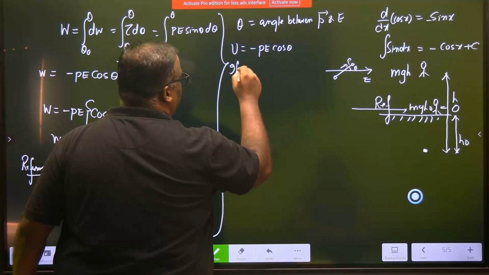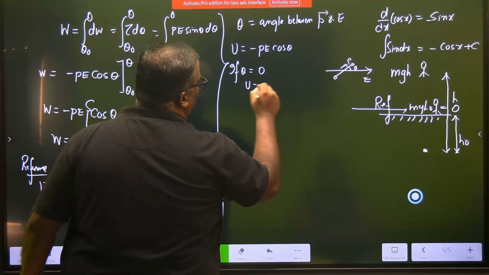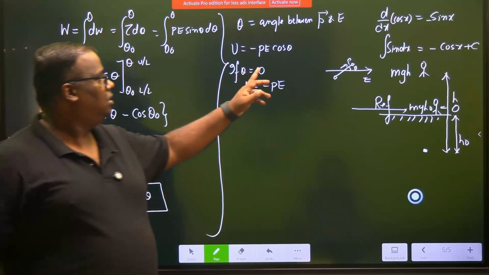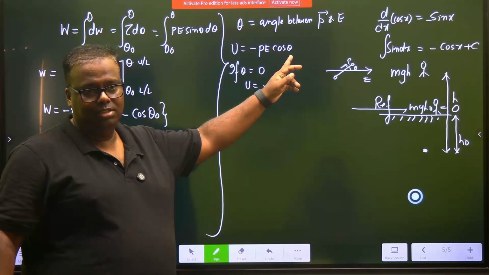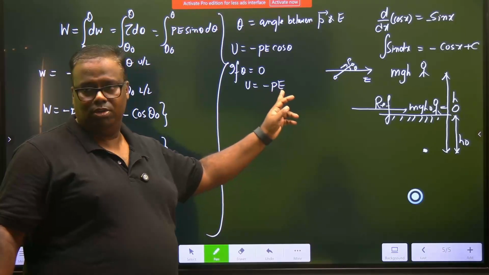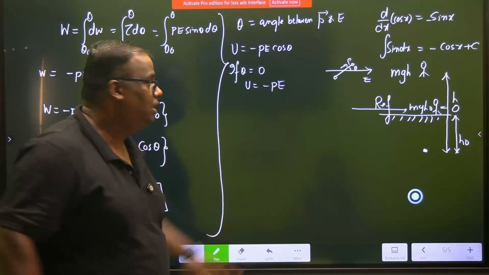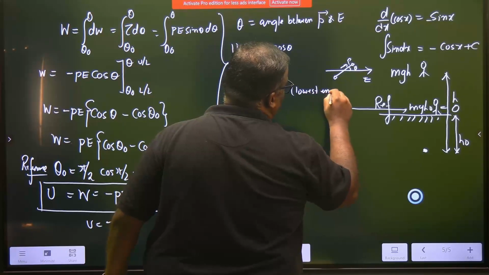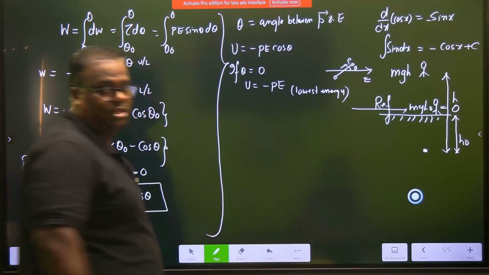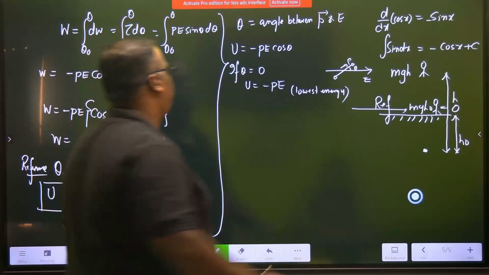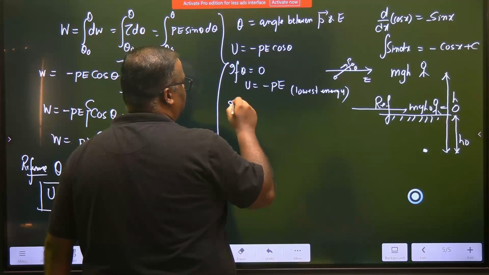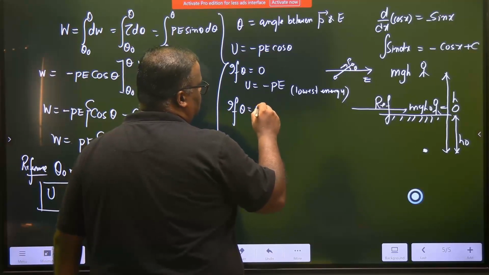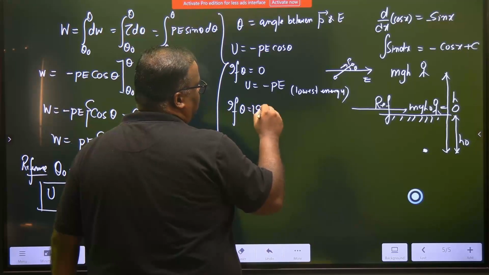If theta is equal to 0, then cos 0 is equal to 1. So U will be equal to negative PE. Agreed? This is actually the lowest energy. We will find out the lowest energy. Got it? Okay.